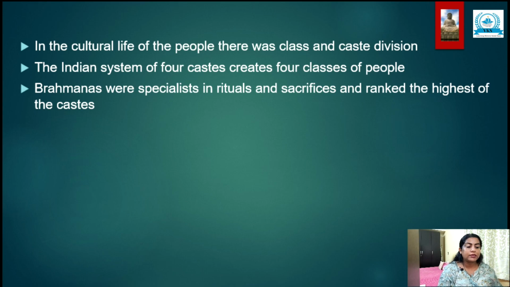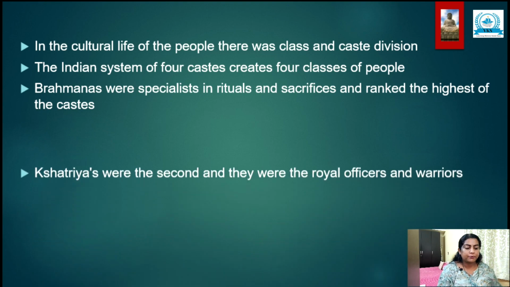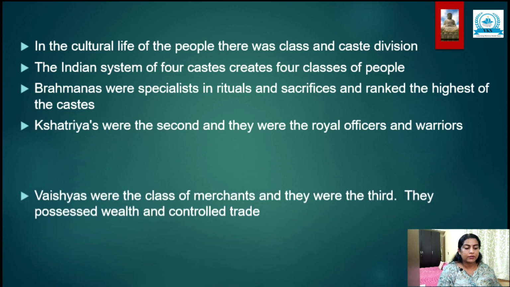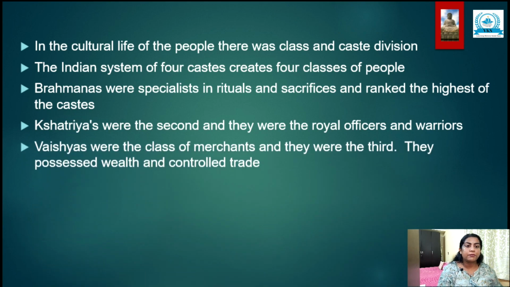Brahmanas were specialists in rituals and sacrifices, and they ranked the highest of the caste. So among the topmost, it was Brahmanas. They were specialists in rituals and sacrifices, and they ranked the highest. Kshatriyas were the second, and they were the royal officers and warriors. After Brahmanas, we could see the Kshatriyas.